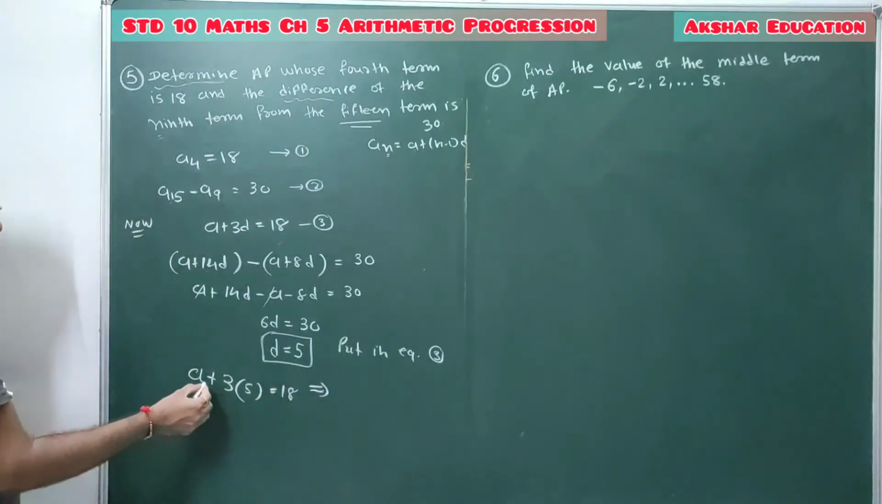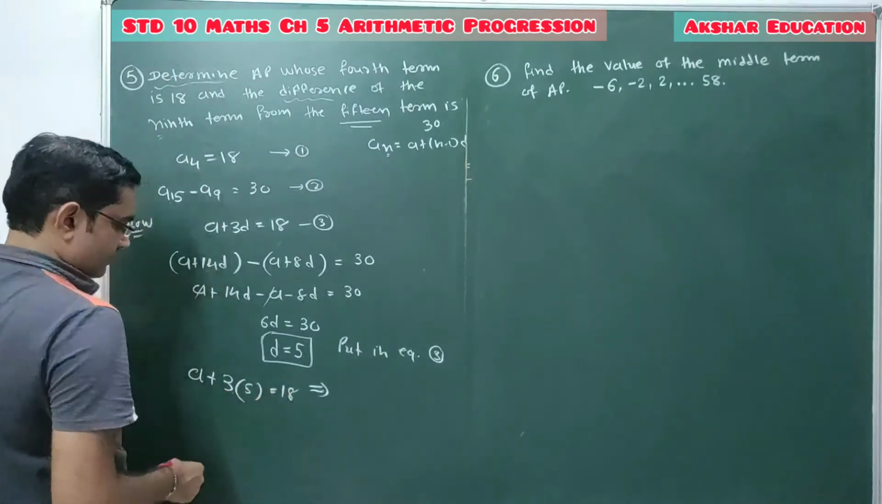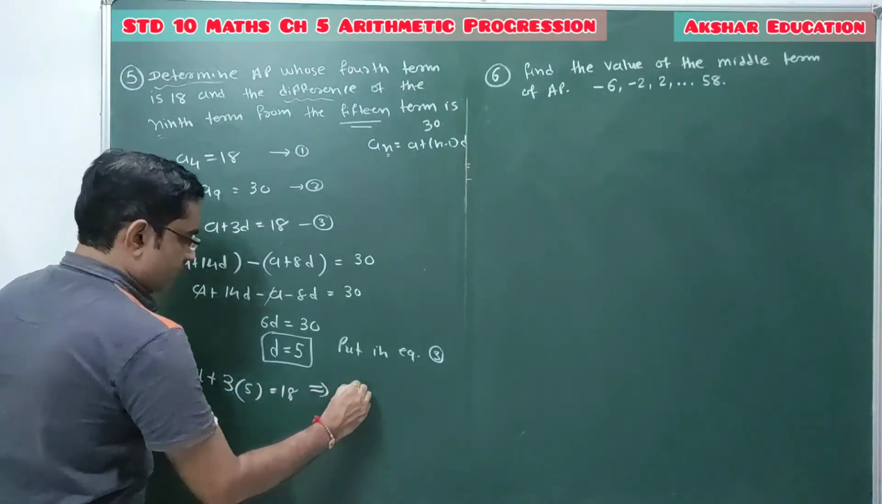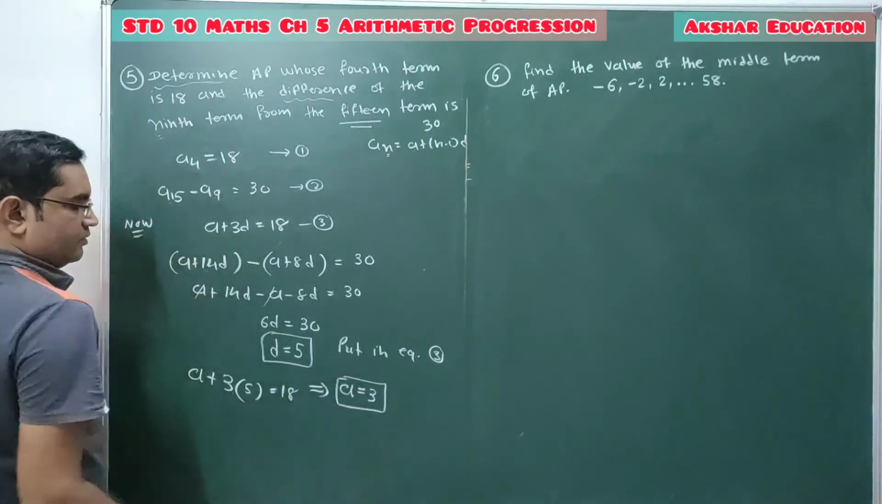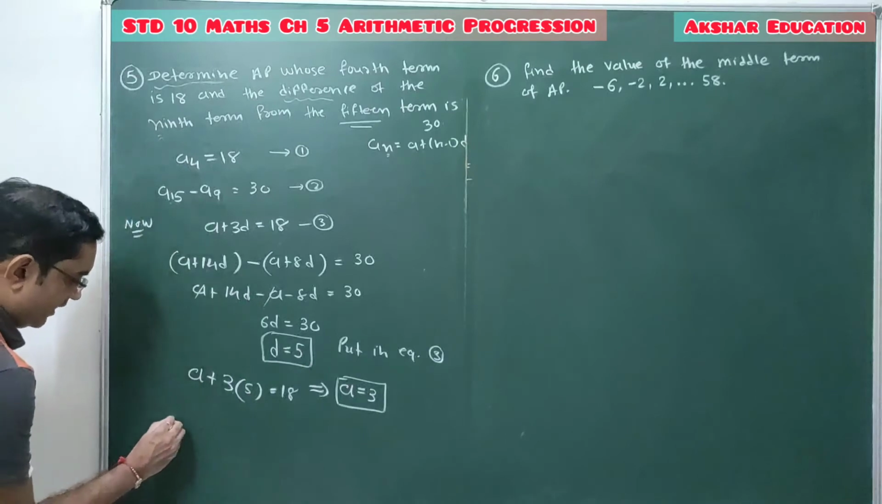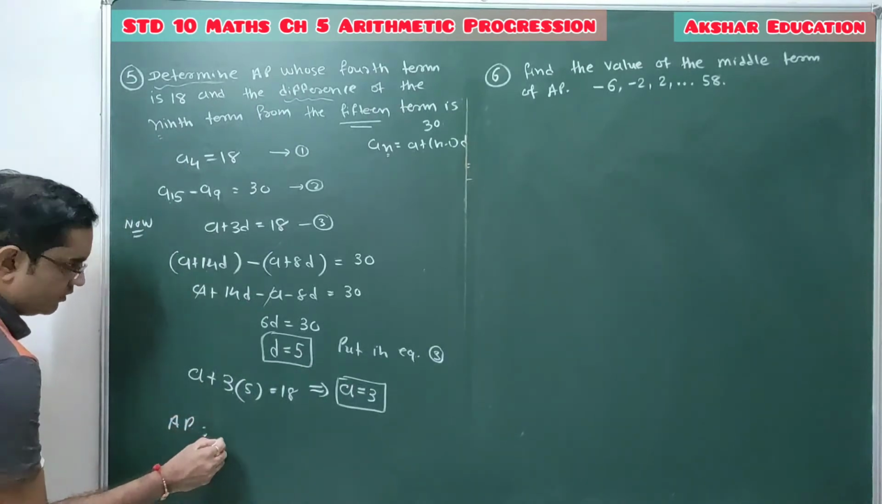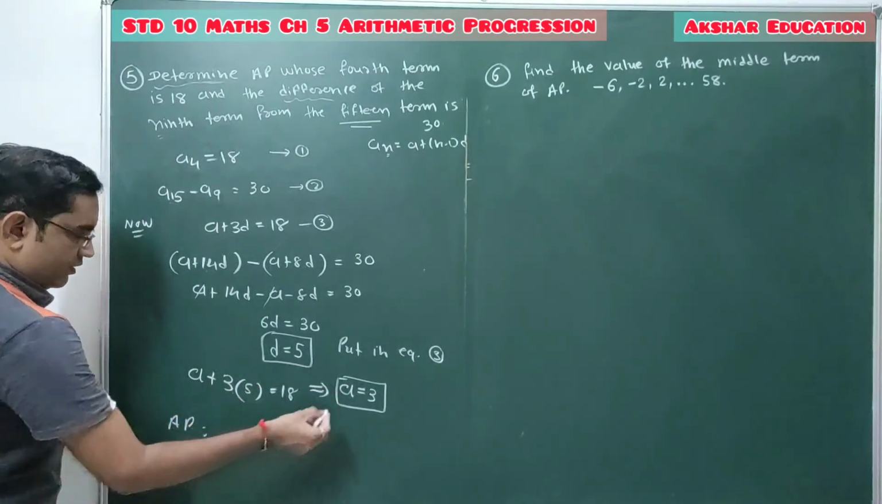Therefore, what is the value of A? A plus 15 equal to 18. So A equal to 18 minus 15. So we are getting A equal to 3. This is our first term. This is our common difference. So can we write the AP? Yes. You have to add the difference in all the terms.